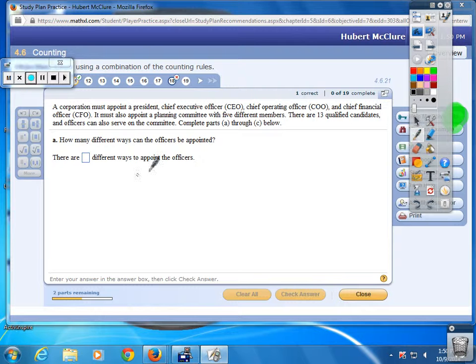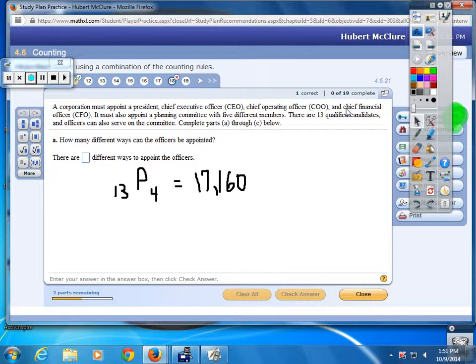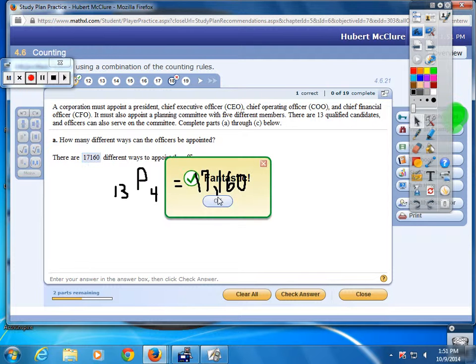All right. So we've got 13, permutation 4. Somebody give me that number. I'm sorry, 17,160. Is that what y'all got? All right. Mr. Harbin ain't even doing it. He don't need to say, yeah, I got it. Don't even know what day it is back there. 17,160. And I don't know if that's what it's asking for.